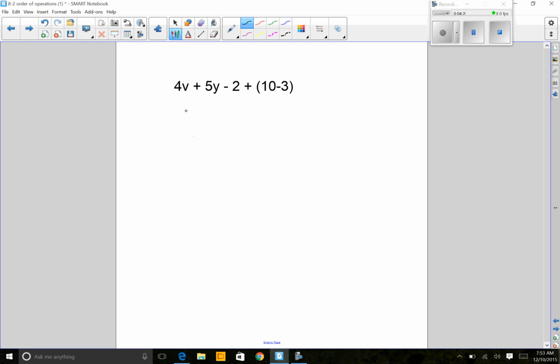So in this case, you'd have 4v plus 5y. I can't do anything with those. Now, I know the first thing I have to do is parentheses, minus 2 plus 7. And then the next thing I'd come across here, I can't do that, because it involves a variable, but I can do this.